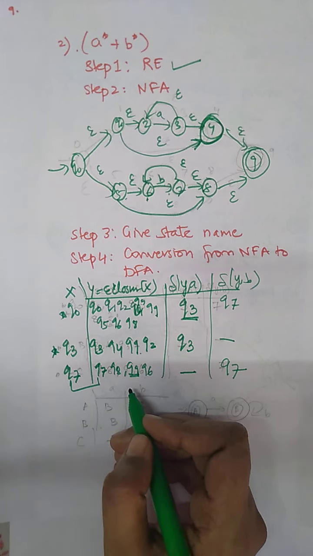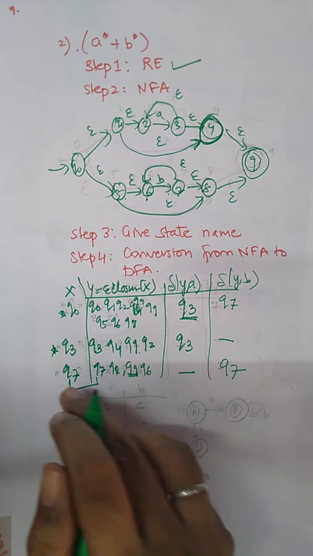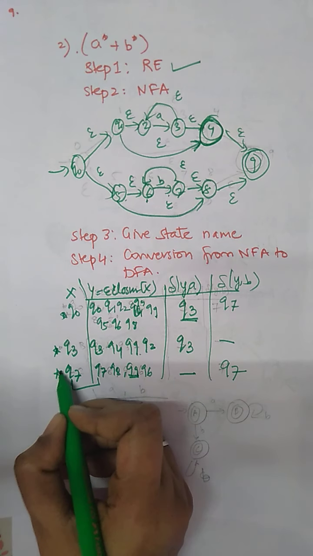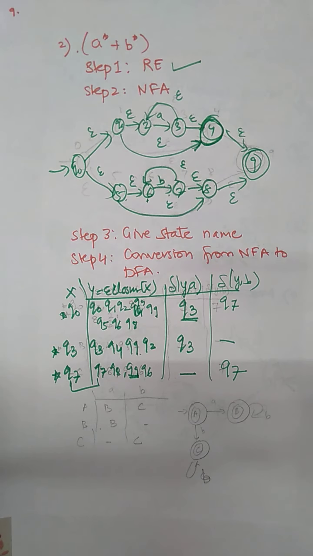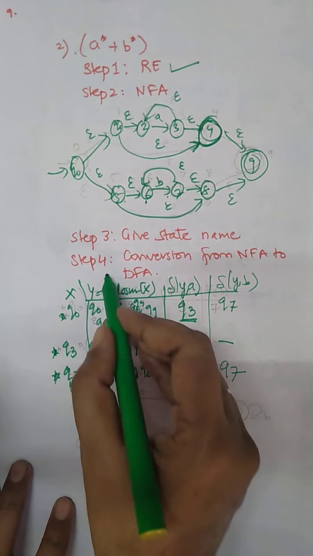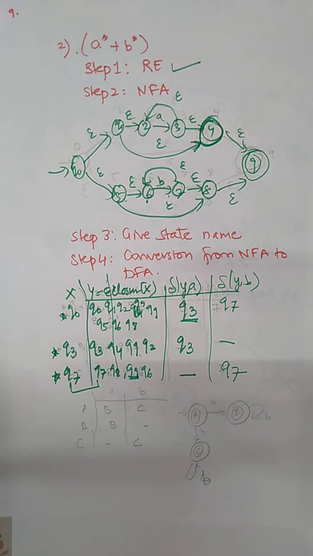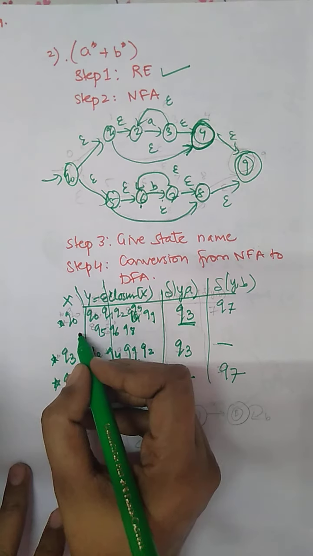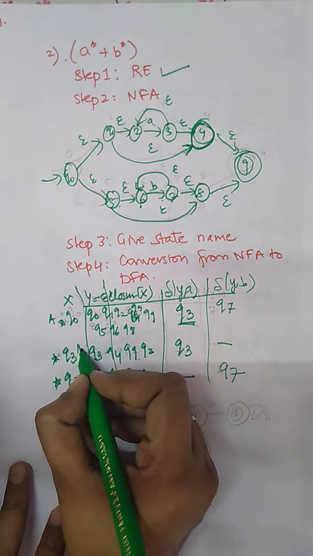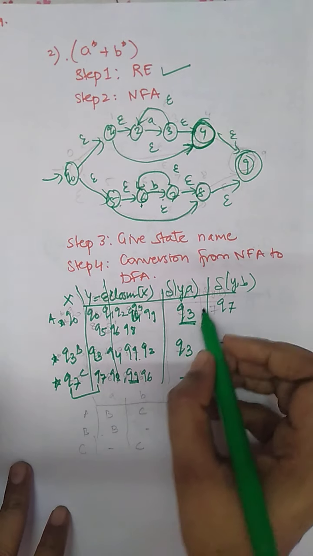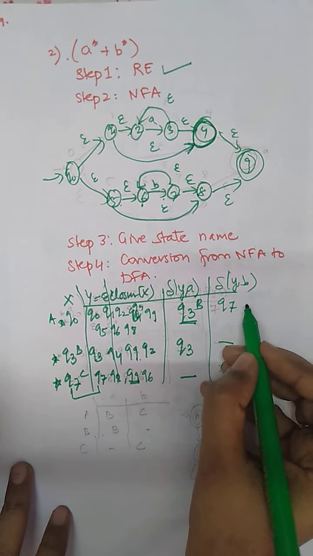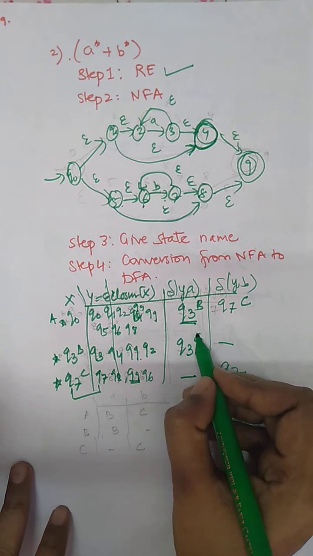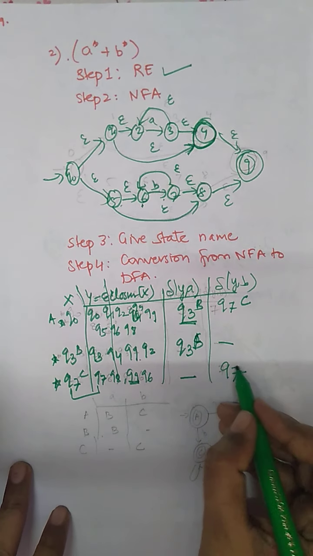Plus here, Q9 is included in the epsilon closure of Q7, so Q7 will be marked as the final state. What will be the next step? The next step is we have to drop the epsilon closure and give names. So this is, for example, A, Q3 is B and this is C. So Q3 is B and Q7 is C.